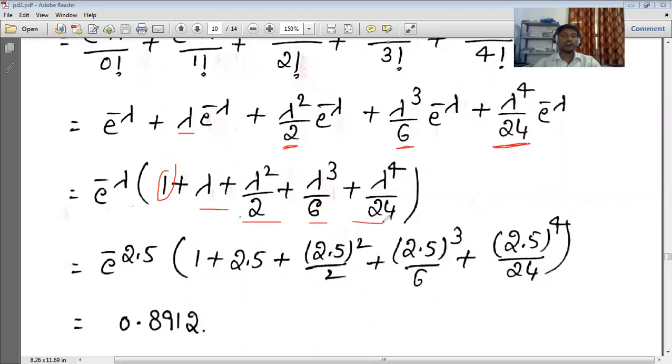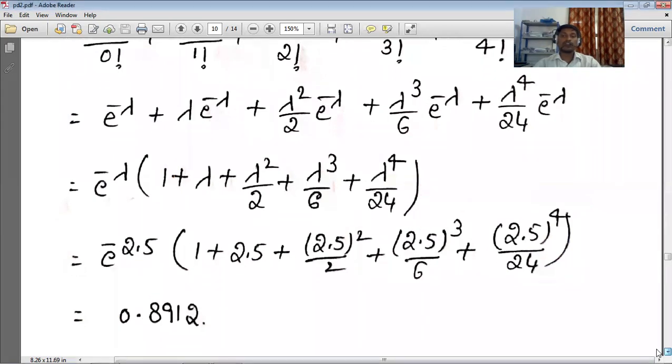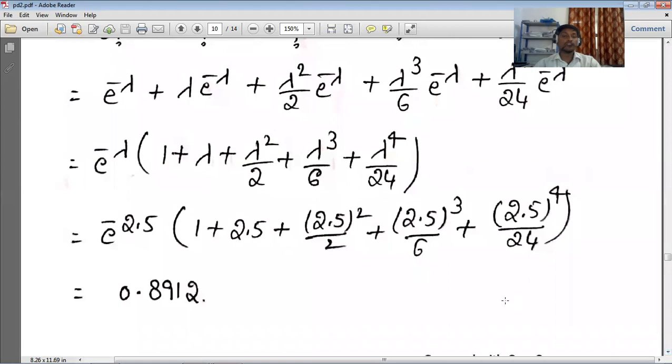Okay, and now we already know that the value of lambda is 2.5 calls per minute. They already gave this one in the problem. So for that we are substituting 2.5 in place of lambda: 2.5, 2.5 squared, 2.5 cubed, 2.5 to the power 4 by 24. By calculating that, we got 0.8912. Okay, so like this. Nothing more we are doing, just substituting the values in the formula.